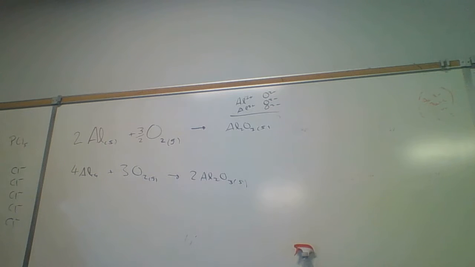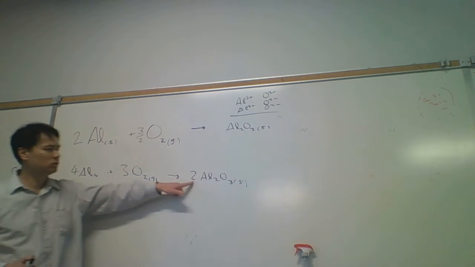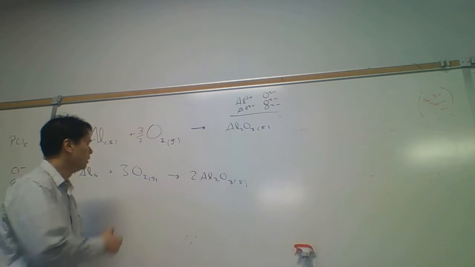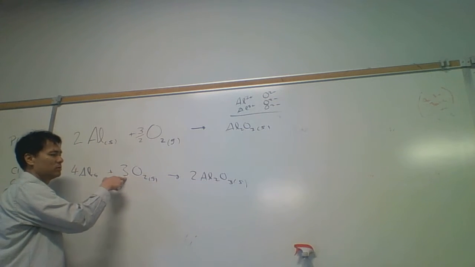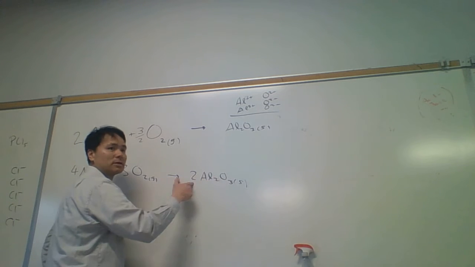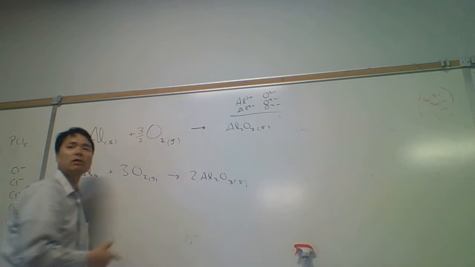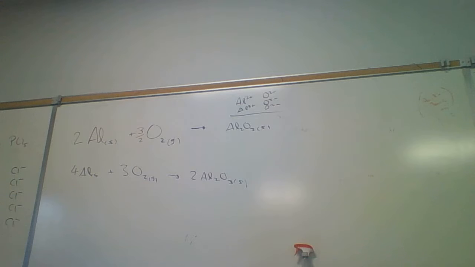And so what we should do is double check to make sure we have it balanced. 4 aluminums, 2 times 2 is 4 aluminums. 6 oxygens, 3 times 2 is 6 oxygens, 2 times 3 is 6 oxygens. So we've got 4 aluminums and 6 oxygens total, and therefore we can say it's balanced.